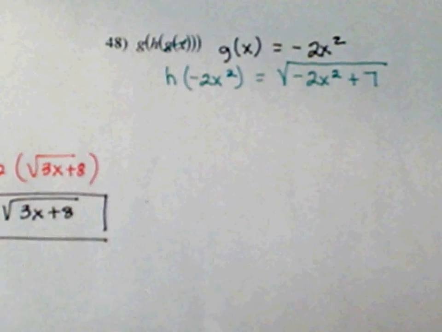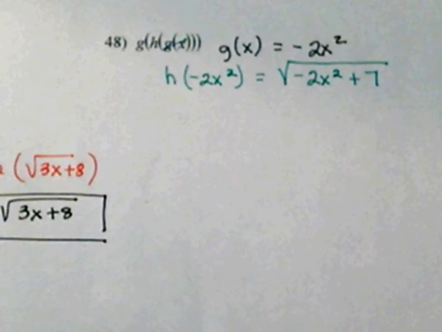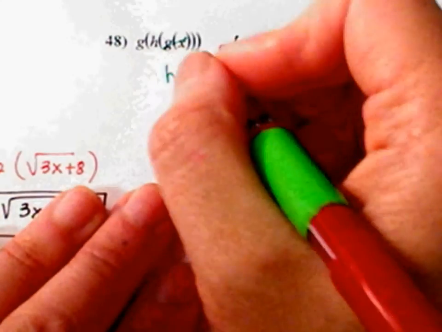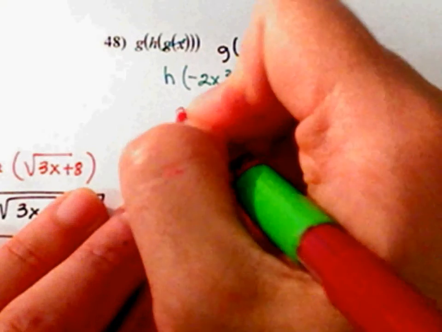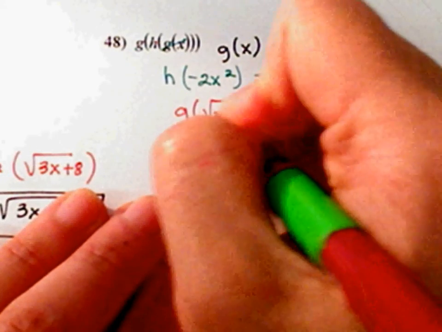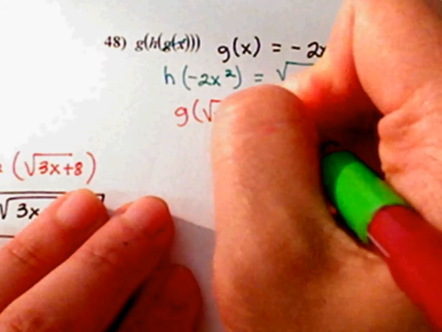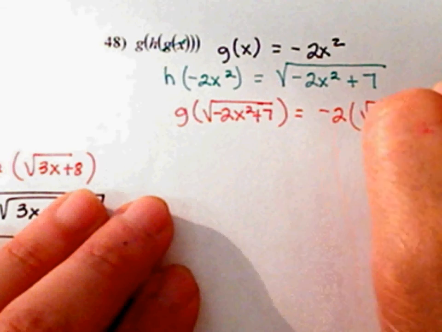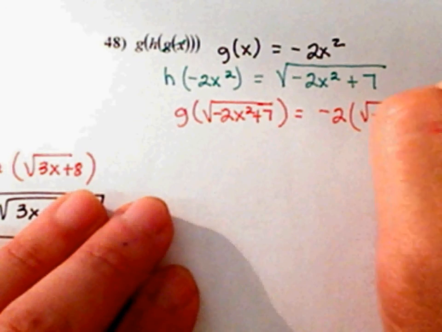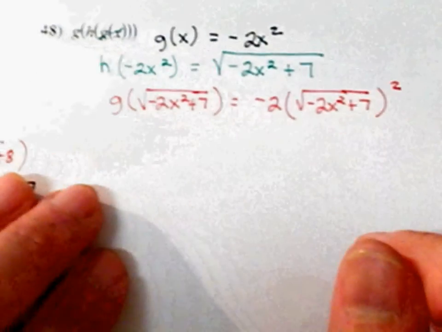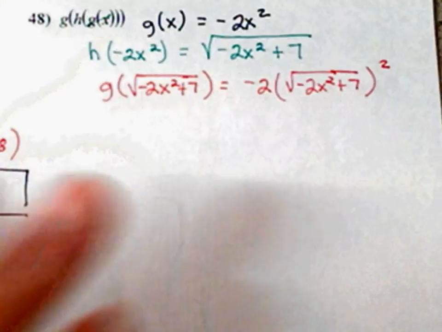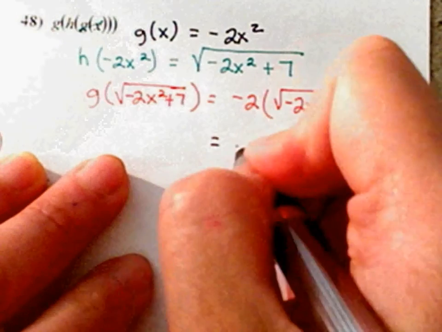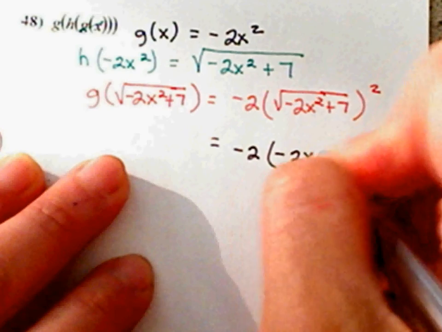All right, and now we're going to use the g again. So let's take a look. So now you have your g. Your x is now square root of negative 2x squared plus 7. So your g is negative 2 times square root of negative 2x squared plus 7, squared. When you square a square root, the radical sign goes away. So now you have negative 2 times negative 2x squared plus 7.